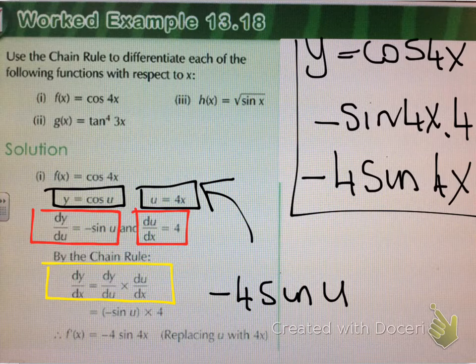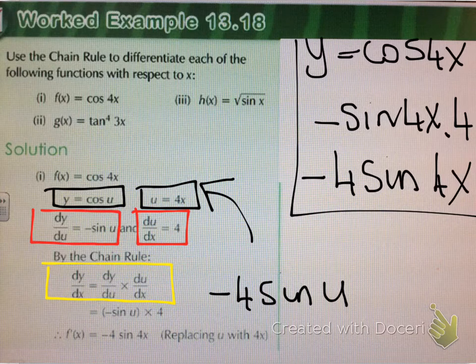Go off and get dy du. The derivative of cos is minus sine, so dy du is minus sine u, and du dx is 4. Put it into the chain rule formula: dy dx is equal to dy du multiplied by du dx. So dy du was minus sine u multiplied by du dx, which is 4. Rearrange it and you get minus 4 sine 4x. Again, substitute back in for u, where u was 4x. That's using the chain rule.